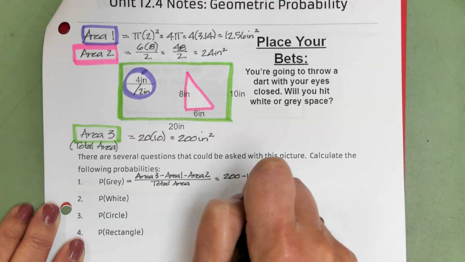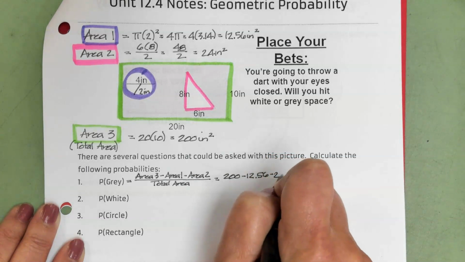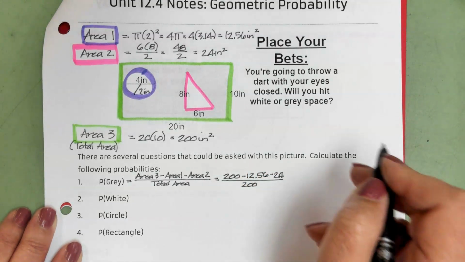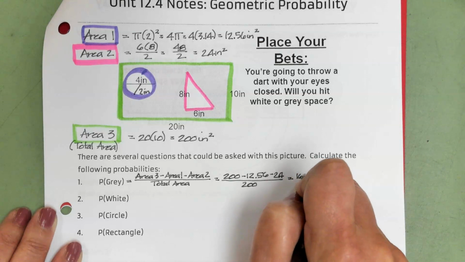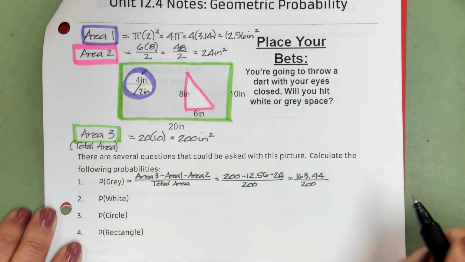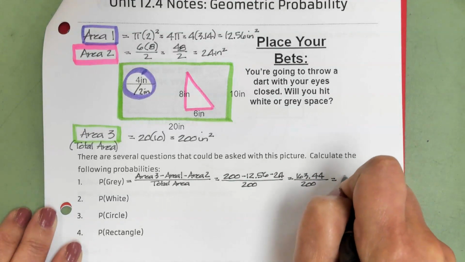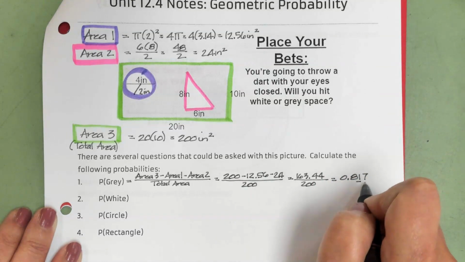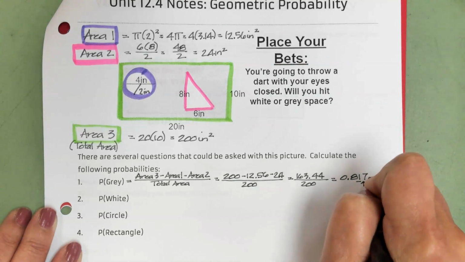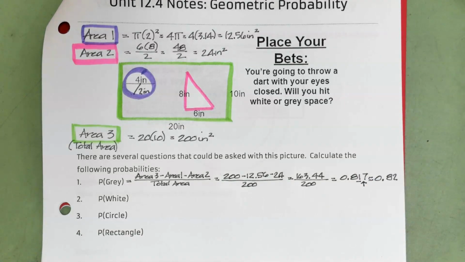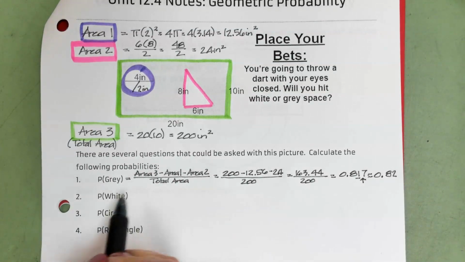So we've already calculated the different areas, so we now have 200 minus 12.56 minus 24 divided by 200. This gives us 163.44 divided by 200 gives us 0.817. Again, we're rounding to the nearest hundredth, so this would give us a probability of 0.82 of hitting the gray area.